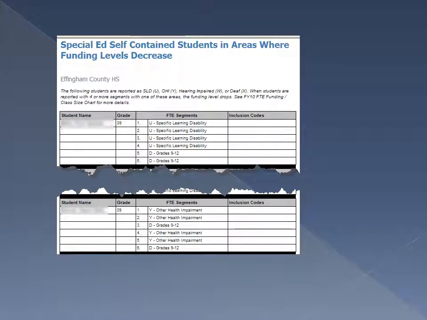Your data clerk will run the special ed self-contained students in areas where funding levels decrease report. This will help you identify those situations discussed on the previous slide where a student may fall into a lower funding category because of the number of SLD or OHI segments that are being reported. These need to be reviewed, and hopefully you can override one of those codes with a regular ed code or another code other than the area of disability.